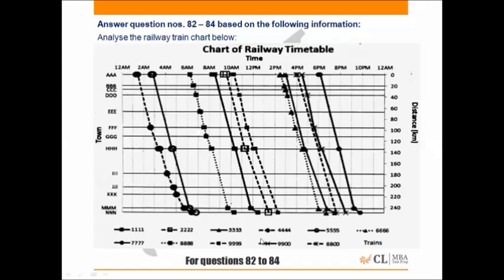Chart of railway timetable shows the time taken by 11 different trains from A to N. Like we can check the time taken by train 111 from A to N, and it starts from AAA around 6 a.m. and reaches triple N around 10:30 a.m. So similarly, we can check the time taken by any of the trains from any of the given stations to the other stations.